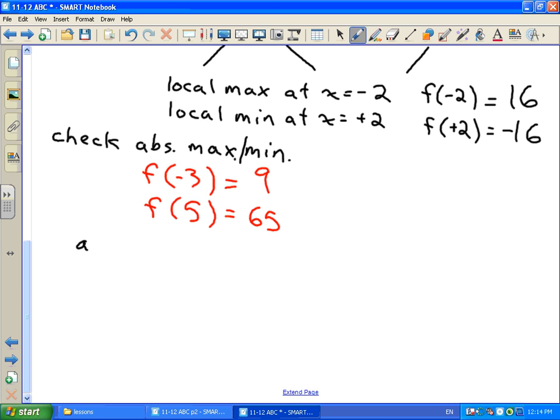So what is our absolute maximum? It's going to be 65 at x equals 9. That's this point right here. And what is our absolute minimum? At x equals, yeah, thank you. I wrote 9. I meant 5. What is our absolute minimum going to be?